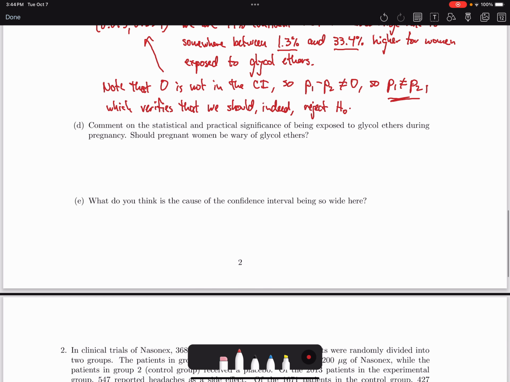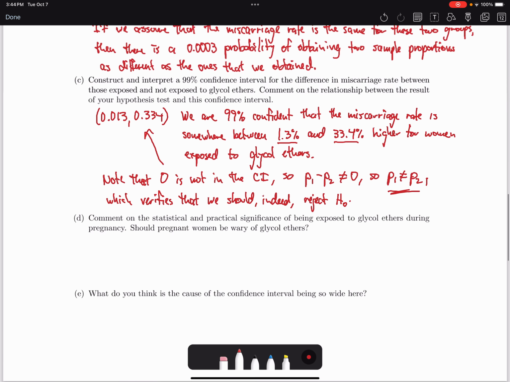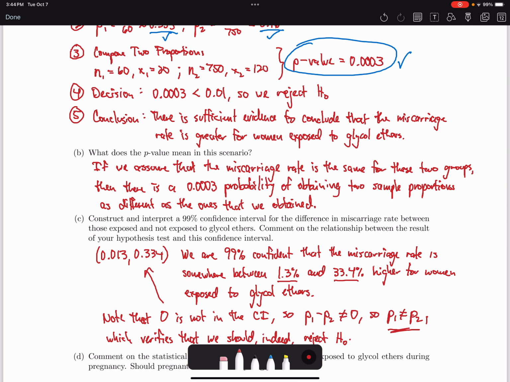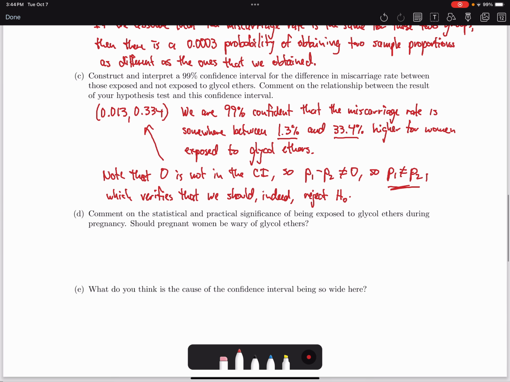Part D. Comment on the statistical and practical significance of being exposed to glycol ethers during pregnancy. Should pregnant women be wary of glycol ethers? Okay. So, well, the results are statistically significant for sure, right? Because we rejected the null hypothesis. So the results are statistically significant because we rejected H null.